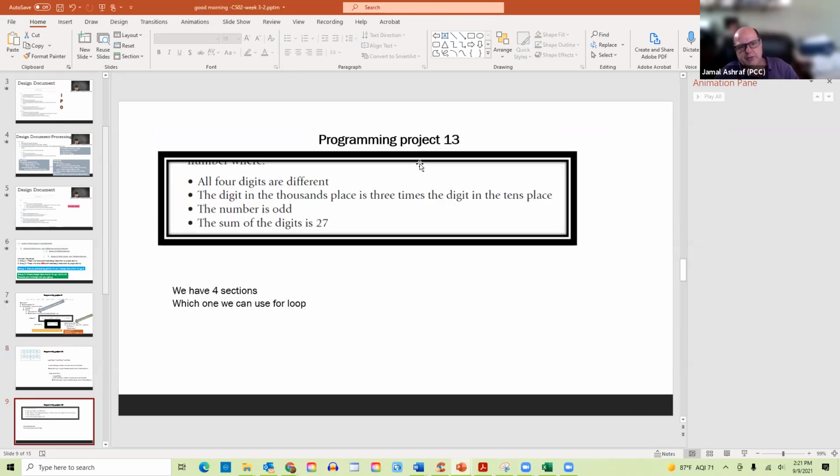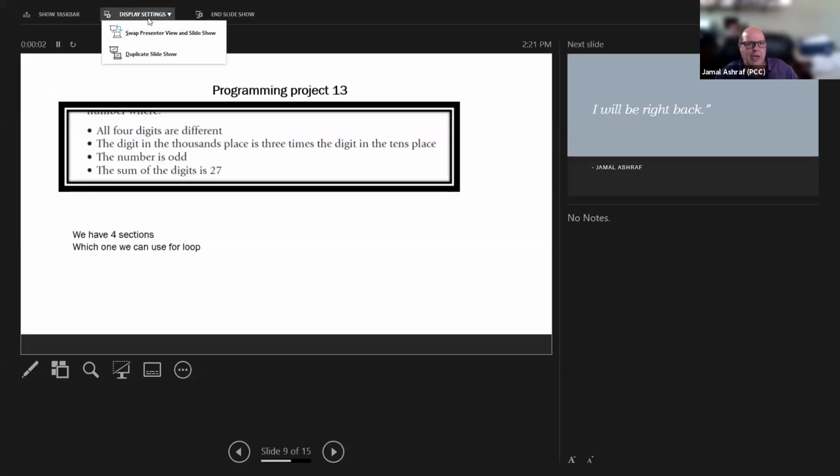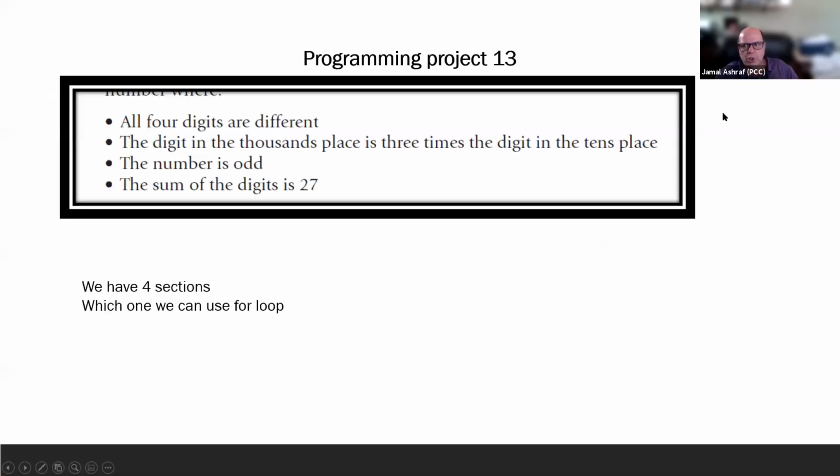So the next one, number 13, it has 4 conditions. So it's already broken down for me into 4 conditions. The question I have to ask myself is, can I create a loop out of these things? The first one says all 4 digits are different. The digit in the 1000 place is 3 times the digit of the 10th place. The number is odd, and the sum of the digits is 27.